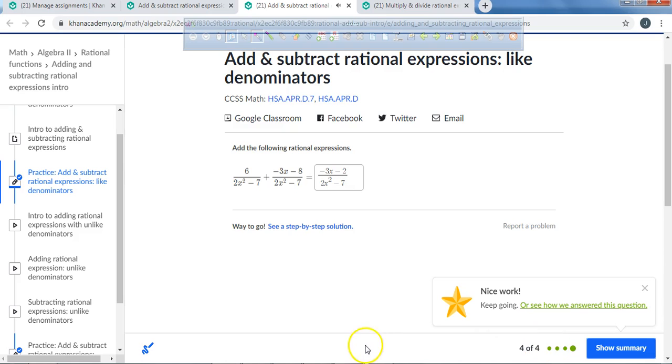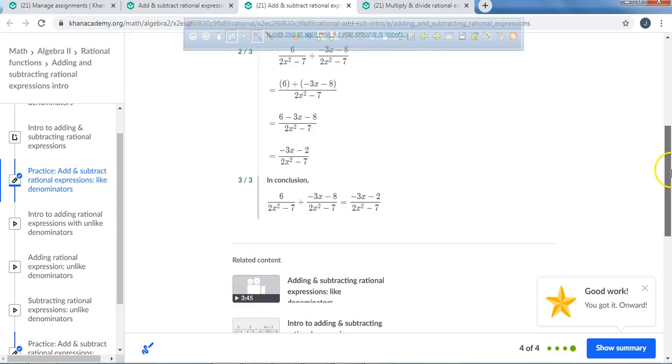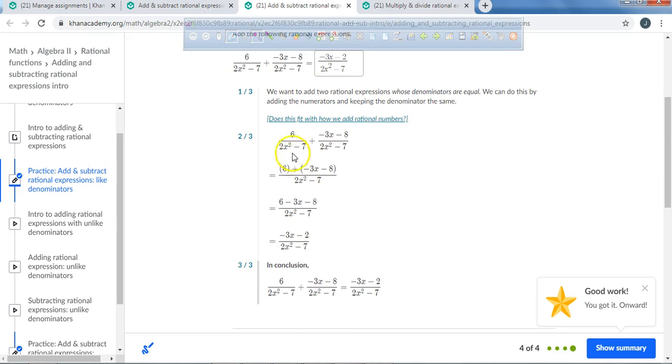All right. So just remember, you can always look where it says see a step-by-step solution. All right. So you can see all they did was just combine like terms. And that was it. So you can read through it, see if that helps you.